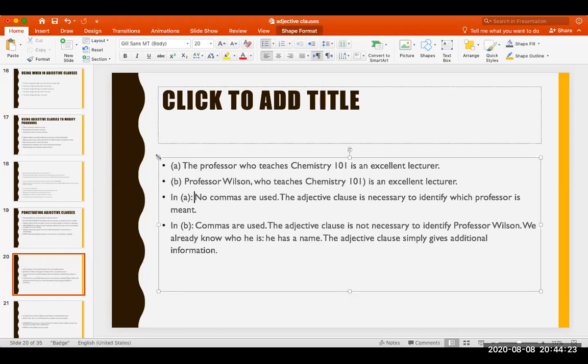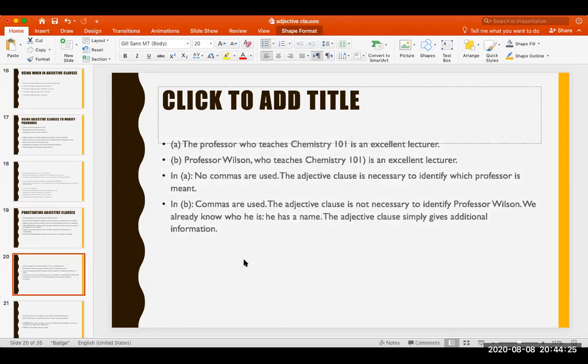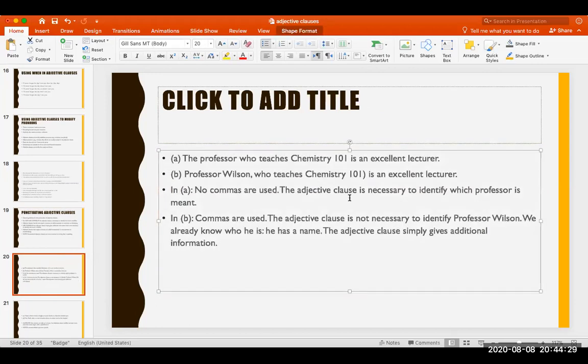Okay, look at this. When you say the professor who teaches chemistry 101 is an excellent lecturer. Look at here, we don't use commas because this information is necessary. If you delete it, it's going to be confusing. If somebody says, the professor is an excellent lecturer, which one? Which professor? I don't know who you're talking about. So you give me necessary information, no commas.